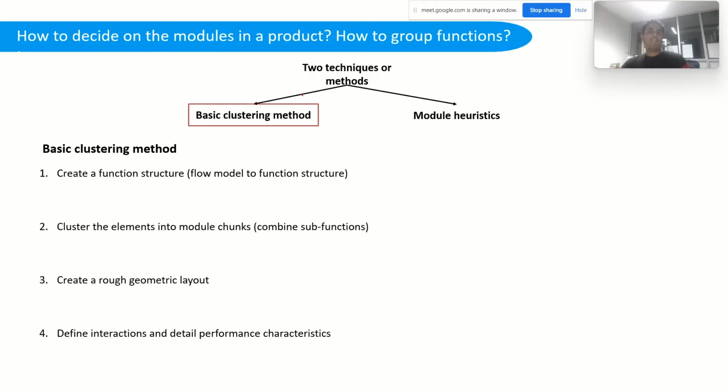Okay, so the next question: what we learned so far is the different types of modular architecture, but how do you come up with a particular module structure, like how to group functions? Have you gone through the lecture slides of week 9?